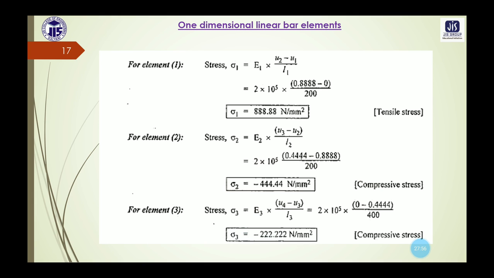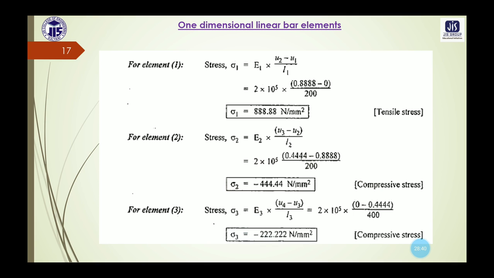If the value of sigma is negative, it will be considered a compressive stress. In a similar manner, we can calculate the stress for element 2. Here the formula is sigma 2 equals E2 into (U3 minus U2), these being the nodes corresponding to element 2, divided by L2. If we put all the values for these parameters, we get the stress for element 2 as minus 444.44 Newton per millimeter square, and this is a compressive stress depending on the sign.